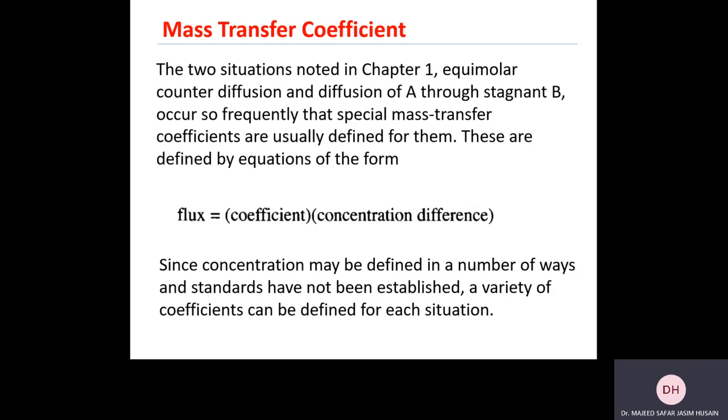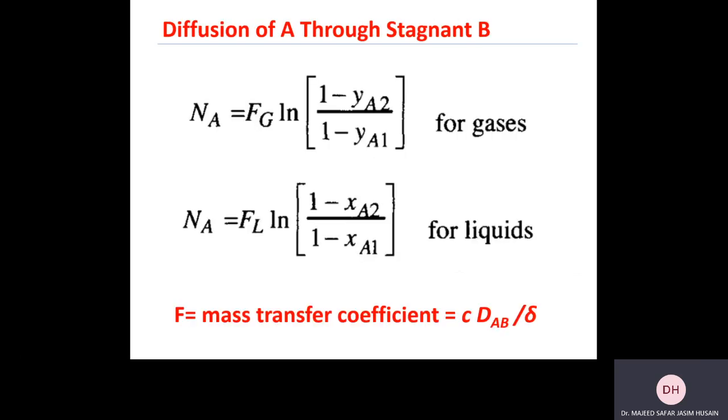Since concentration may be defined in a number of ways, and standards have not been established, a variety of coefficients were defined. So for these coefficients in the flux, we defined a few of them, and we'll see them today as well. So let's have a look. If we take the case that there is diffusion of A through a stagnant B, then we can say that the flux is proportional to the driving force.